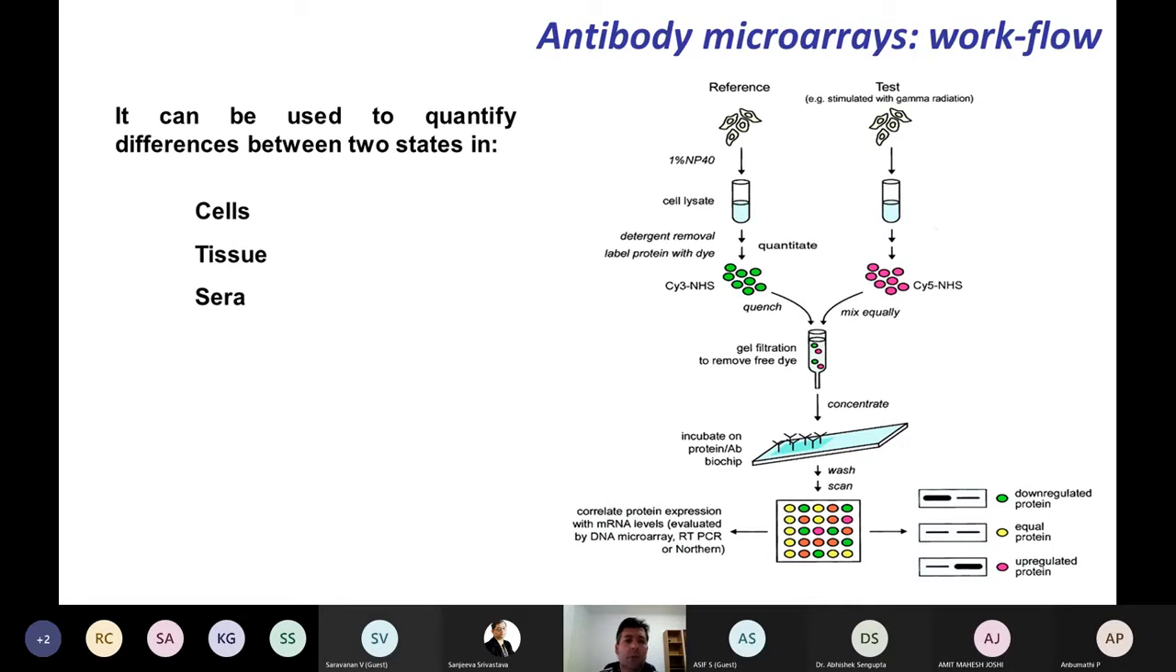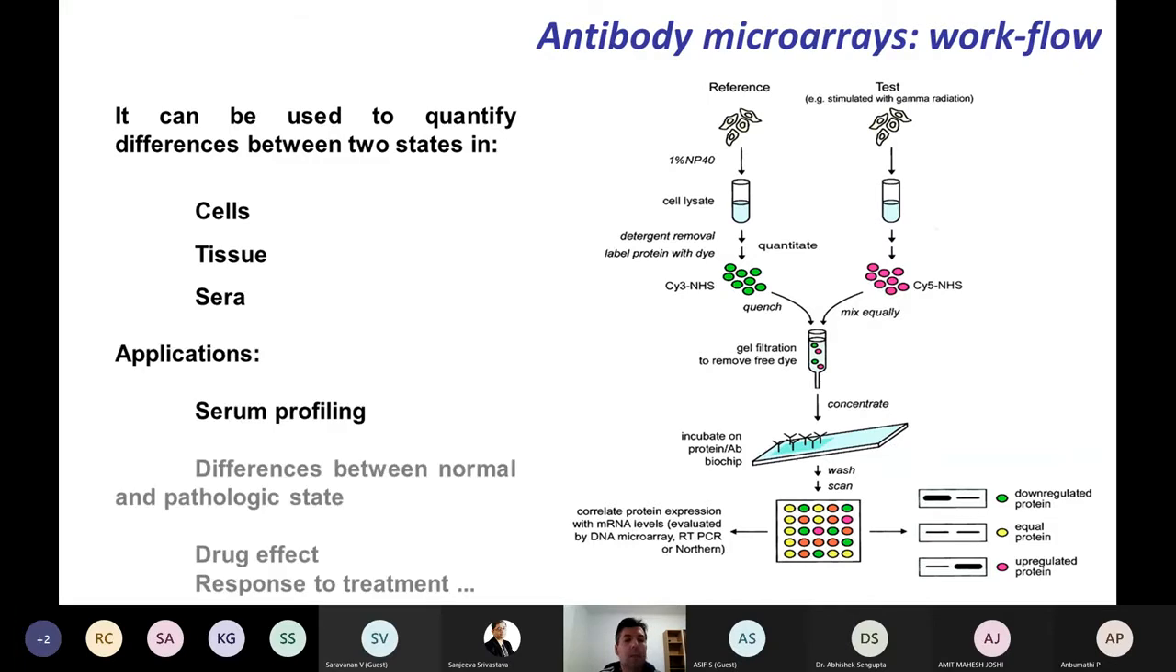Antibody microarrays can be used to quantify differences between two states in cells, tissue, sera, and almost any kind of biofluid: tears, urine, plasma, sera, etc. And their applications have been multiple, just imagine what you can compare with antibody microarrays. The first applications were related to serum profiling.